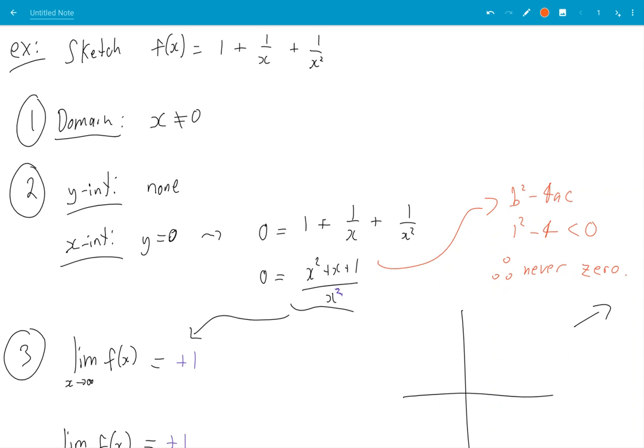Okay, y-intercept. To find the y-intercept, I would set x equal to 0, but here I see that I cannot. So there is no y-intercept. I never touch the y-axis. X-intercept, I set y equal to 0. So f of x equal to 0. Try to solve, but what happens is that this quadratic, I can't set it equal to 0 and get an answer. I know that because b squared minus 4ac is negative.